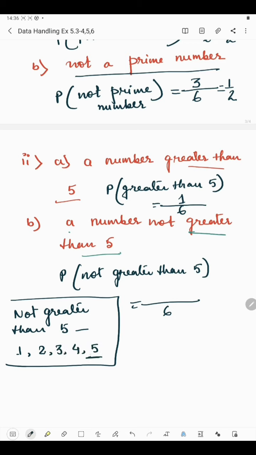Remember 5 also will be included. We cannot take more than 5, but we can take up to this. We can take till number 5. So 1, 2, 3, 4, 5. 5 numbers are there out of 6 numbers. So the probability of getting a number not greater than 5 is 5 by 6.